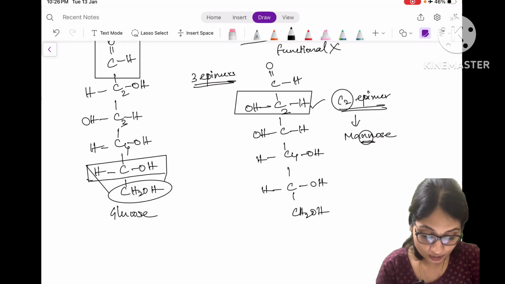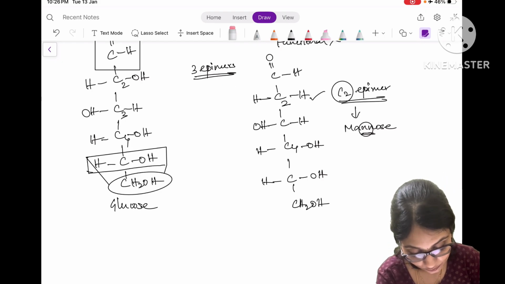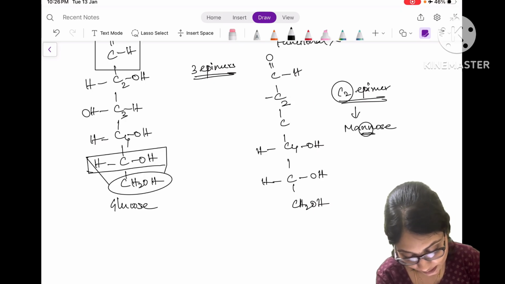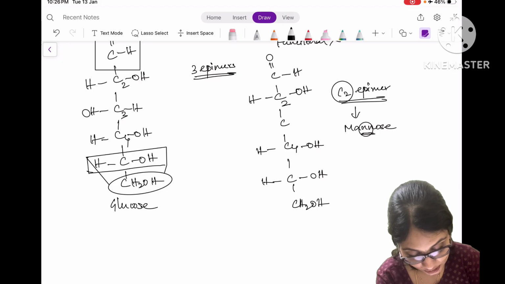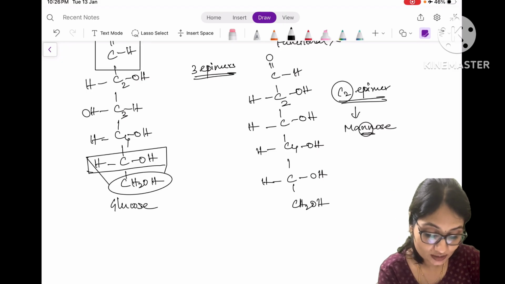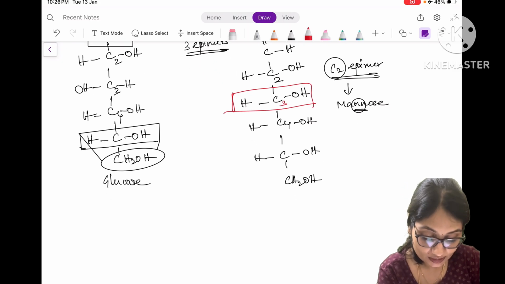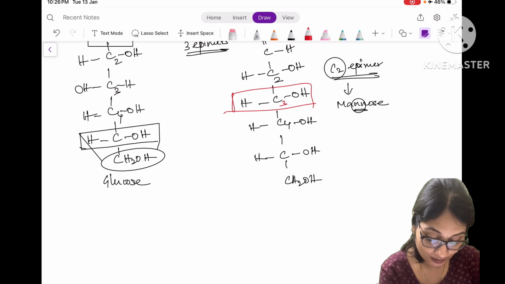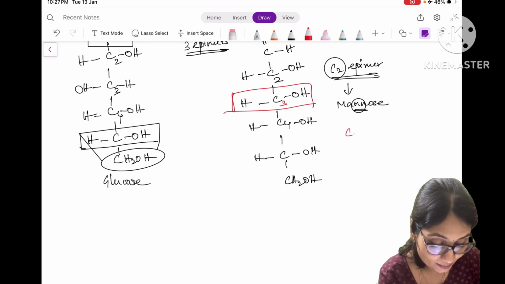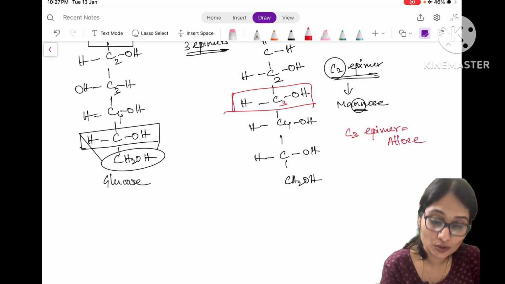Fine. Now let me draw the C3 epimer of glucose. The C3 epimer of glucose will look like this. C2 will have the same orientation. C3 will have H here and OH here. So with regard to the third carbon alone, there is a difference in H and OH in comparison with glucose. So this is nothing but the C3 epimer. The C3 epimer of glucose is called allose.